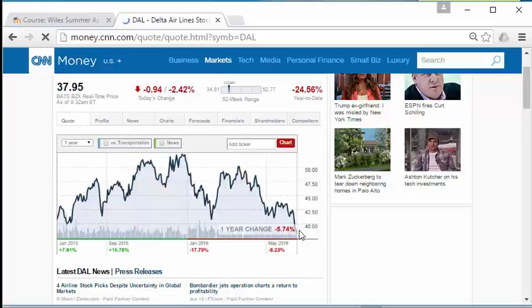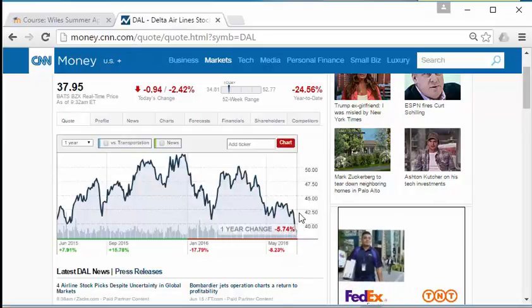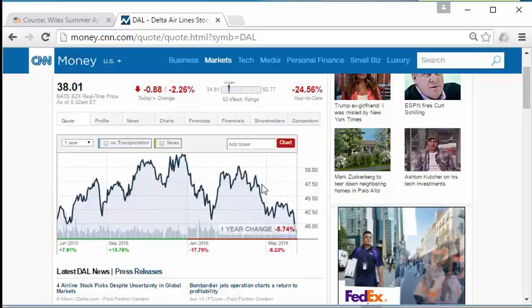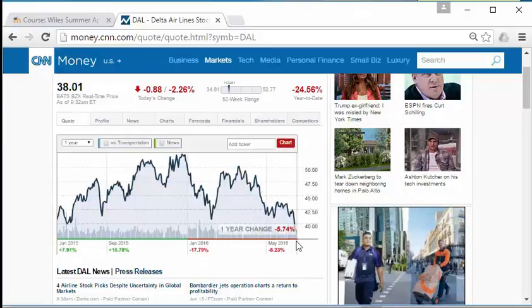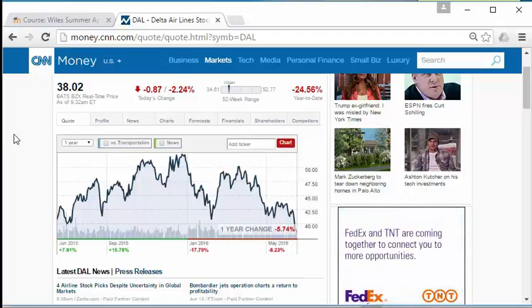Since they're at a low point, you may want to gamble and say, okay, I think they're going to start going back up. Let's put money in, because obviously if I buy it down here, I'm kind of buying it at a discount, and it starts going back up, I start making money. So that's how you can use CNN Money to kind of do a little bit of research, get an idea of what stocks you want to invest in.